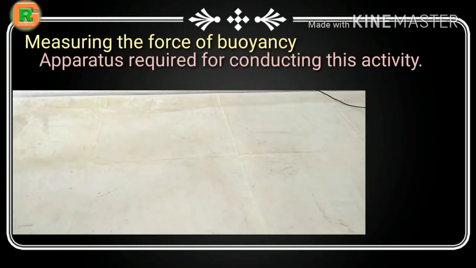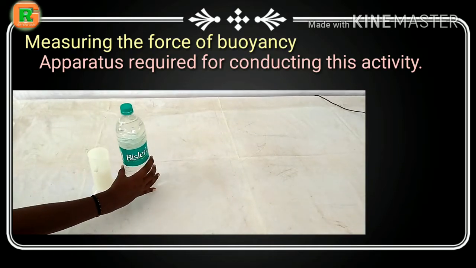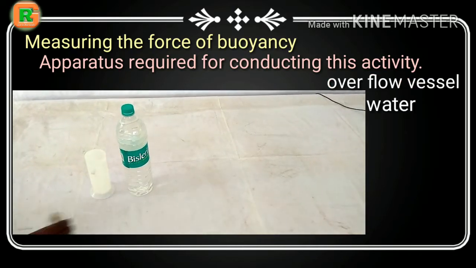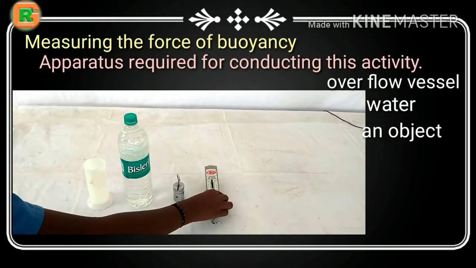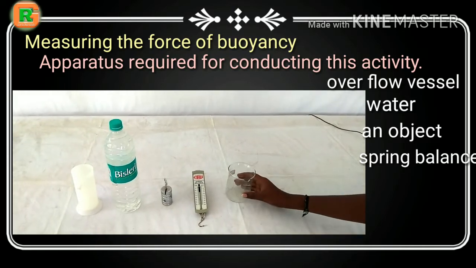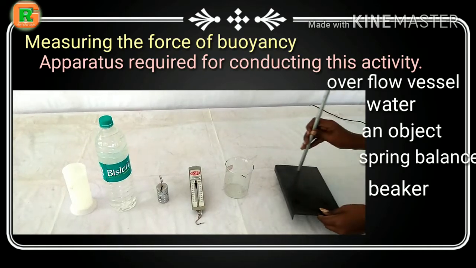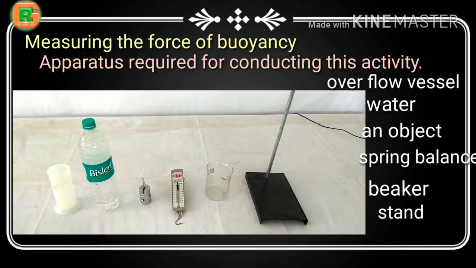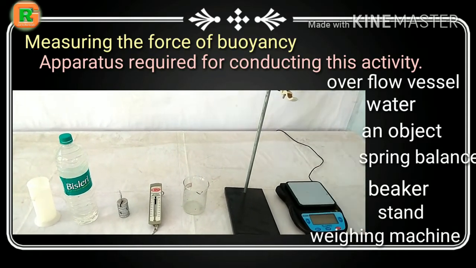Now, let us conduct an activity for measuring the force of buoyancy. To conduct this activity, we need the following apparatus: an overflow vessel, water, an object, a spring balance, a beaker, a stand, and a weighing machine.